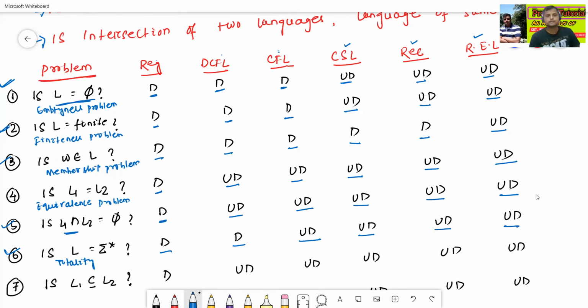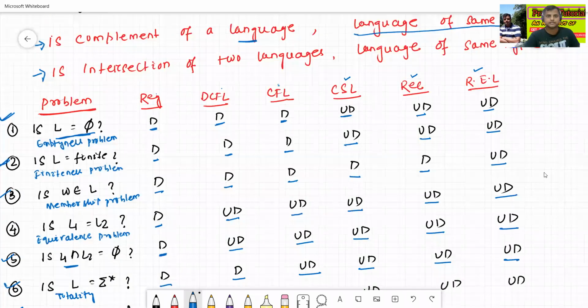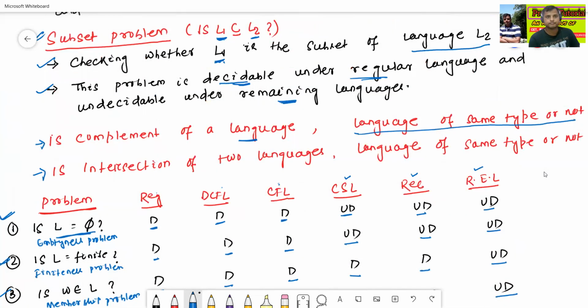Okay. Next we'll see the subset problem. We have also discussed the subset problem. So we'll see here.